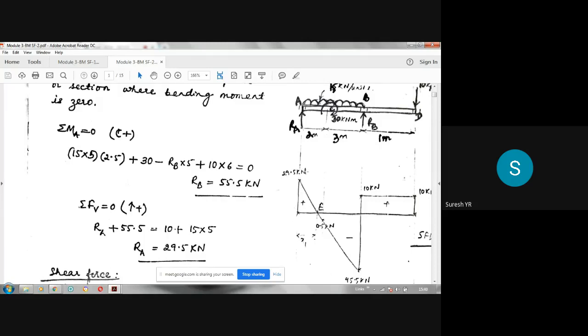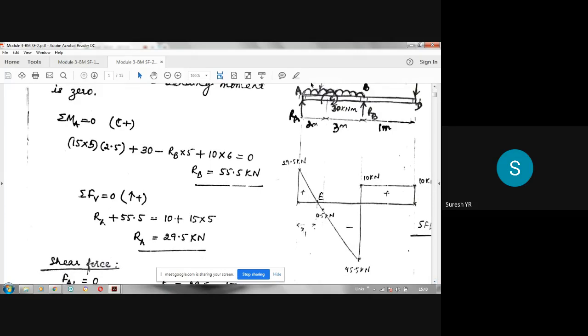Then after that, there is a UDL from A to B. The value of that UDL, if you convert to concentrated load, is 15 into 5, 75. Please be careful here, you understand this procedure. 75 is the total load from A to B, which is acting downwards. Now, UDL means the shear force diagram is a straight line.